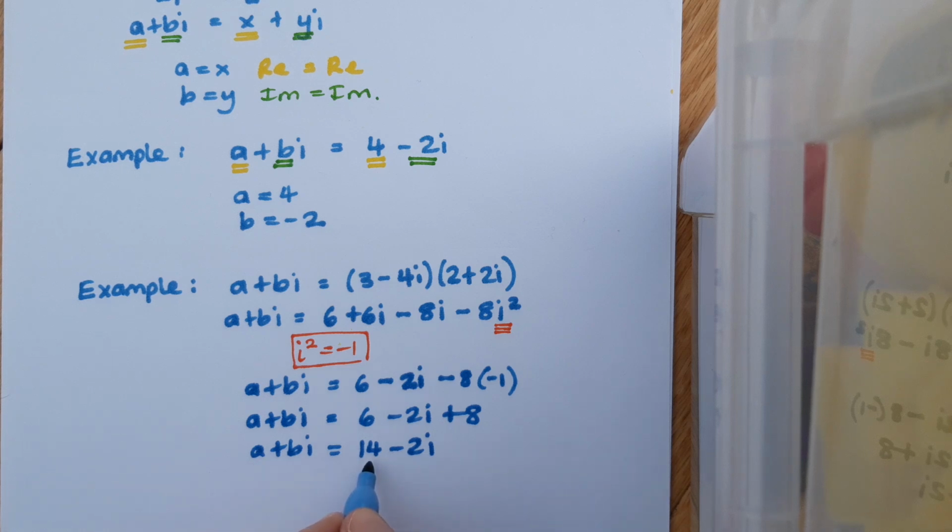And then after all the simplifying, I can say that a is the real component on the left and 14 is the real component on the right. So a equals 14, and b is the coefficient of the imaginary term on the left and minus 2 is the coefficient of the imaginary term on the right. So b is equal to minus 2.